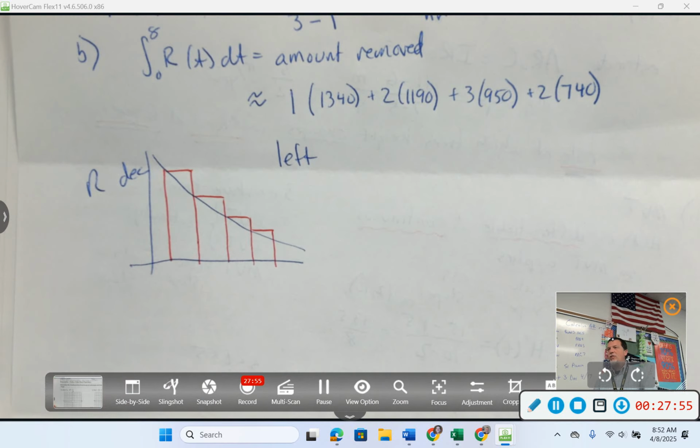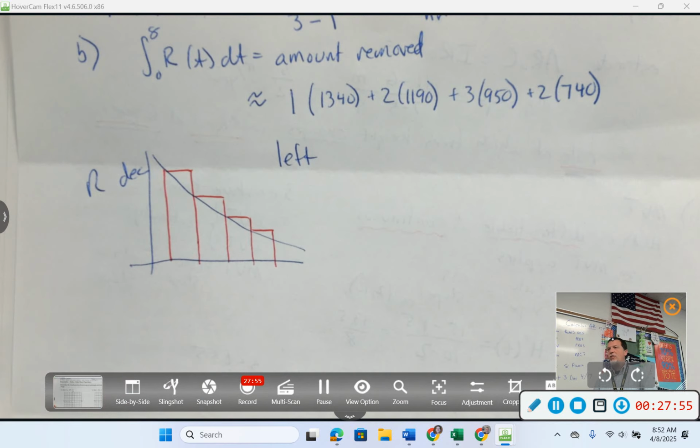All right, part C. Use your answer from part B. I don't want to calculate that, so I'm going to call that something. I'm just going to call it A. I don't want to call it R because that variable's already taken. So A is the amount removed. I don't really want to calculate that, but I need it, so now I've got it.